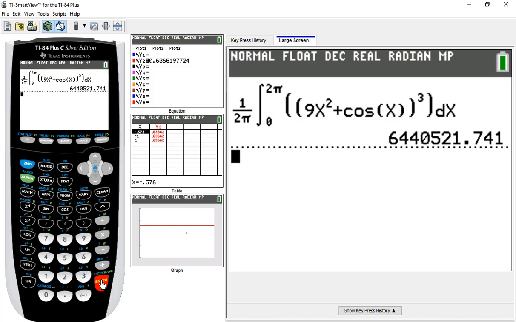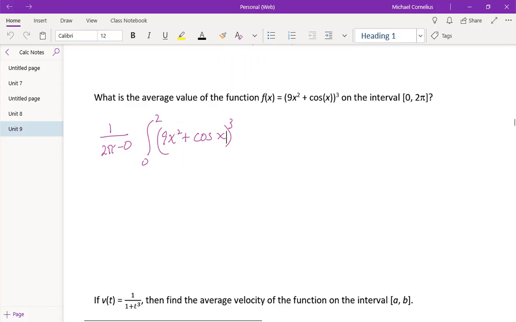All right, and we get 6440521.741 as our answer here. All right, so this is going to equal 6440521.741. Okay.